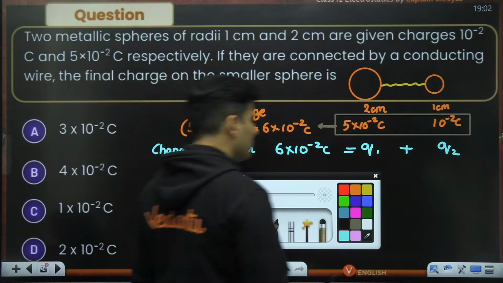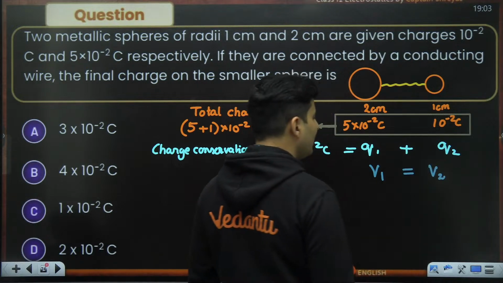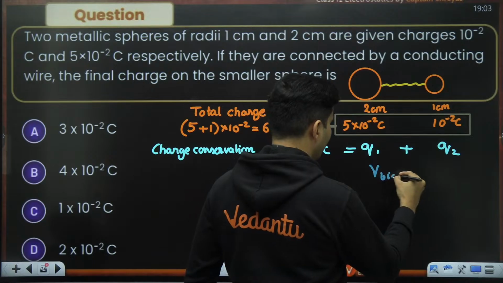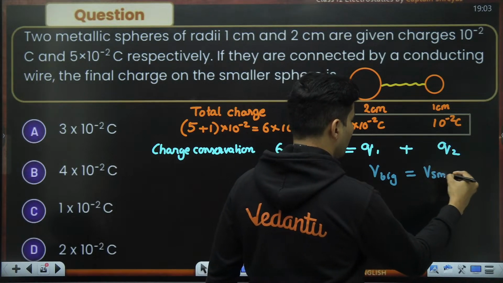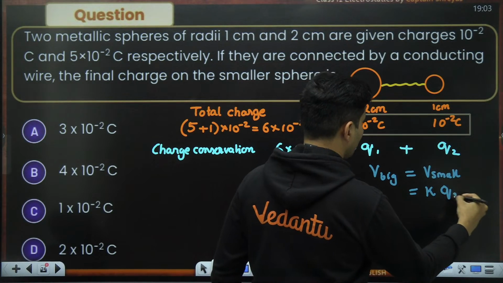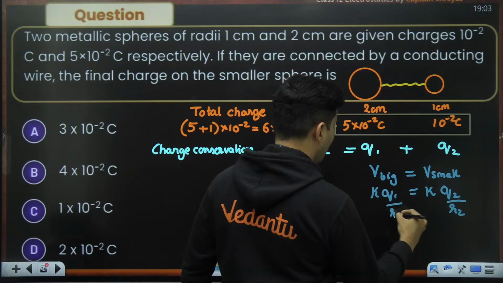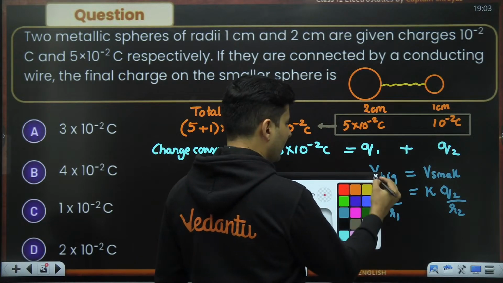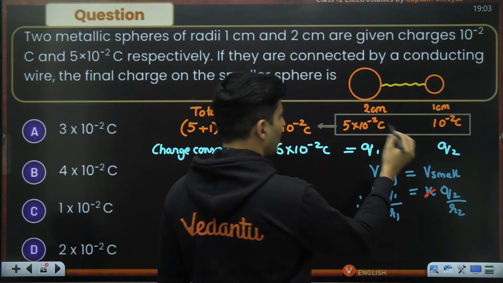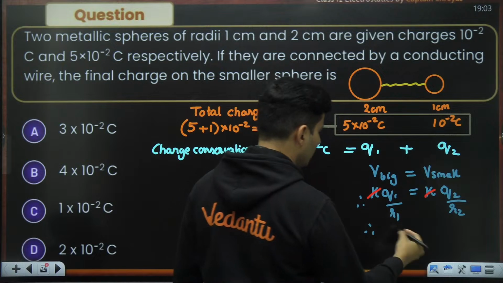I don't know. No worries. I just know one more thing, that this guy's potential and this guy's potential will be equal, right? So the potential of the big guy will be equal to the potential of the small guy. And what is the formula for potential? K Q by R, and here also K Q by R. Okay, perfect. So what can we do? K will get cancelled. So therefore, start substituting whatever is Q1 and Q2, I'll just put it as it is.